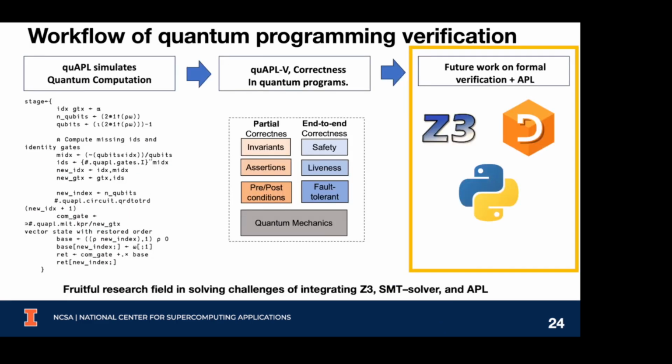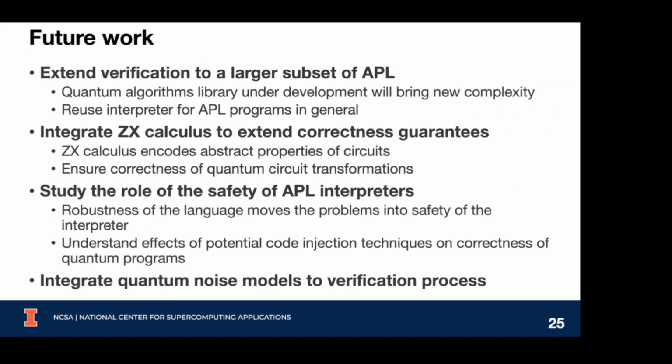And lastly, we have some future work on formal verification and APL. We would like to extend verification to a larger subset of APL. A quantum algorithm library will bring new complexity, and we would like to reuse the interpreter for APL programs in general. Secondly, we want to integrate ZX calculus to extend the correctness guarantees, because ZX calculus encodes abstract properties of circuits, and also reduces the complexity of quantum circuits.